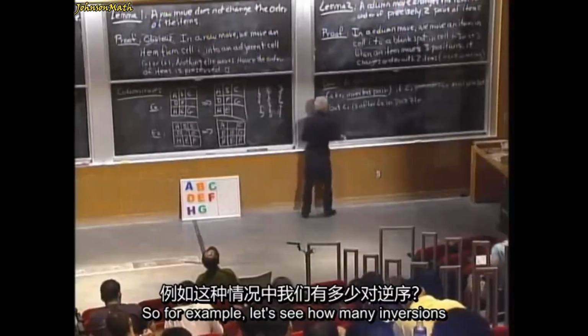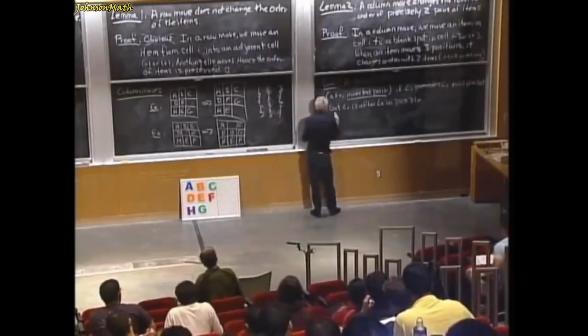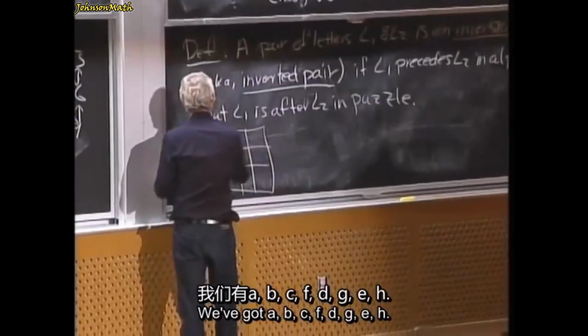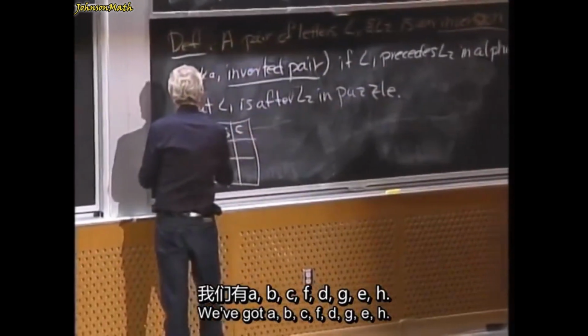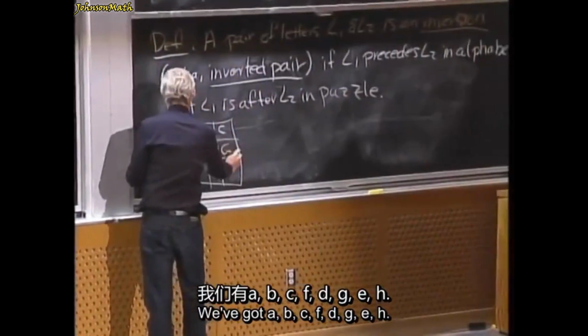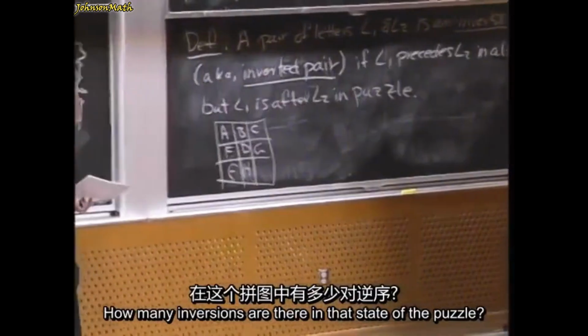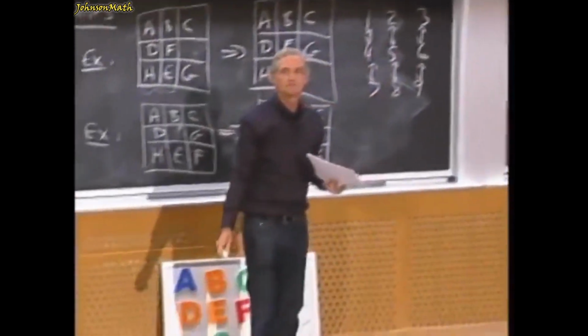So for example, let's see, how many inversions do we have in this case? Got A, B, C, F, D, G, E, H. How many inversions are there in that state of the puzzle?